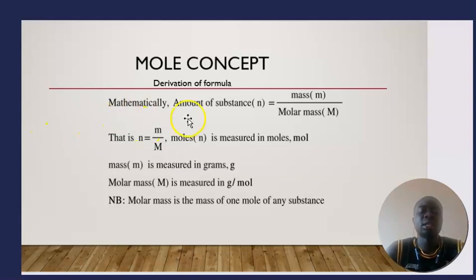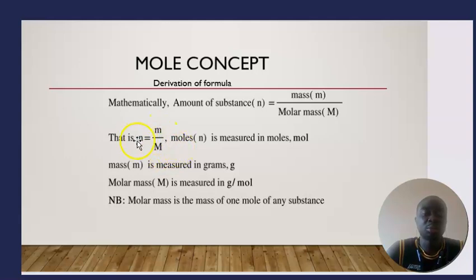Now let's look at the mathematical representation. Mathematically, the amount of substance, which we know to be the mole, represented by small n, is equal to the mass, that is small m, over the molar mass, which is capital M. We say the molar mass is the mass of one mole of any substance. So using their symbols, n is equal to m over M.